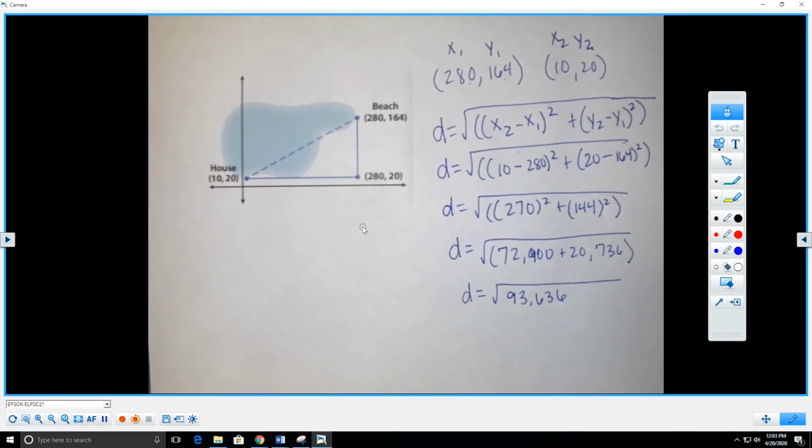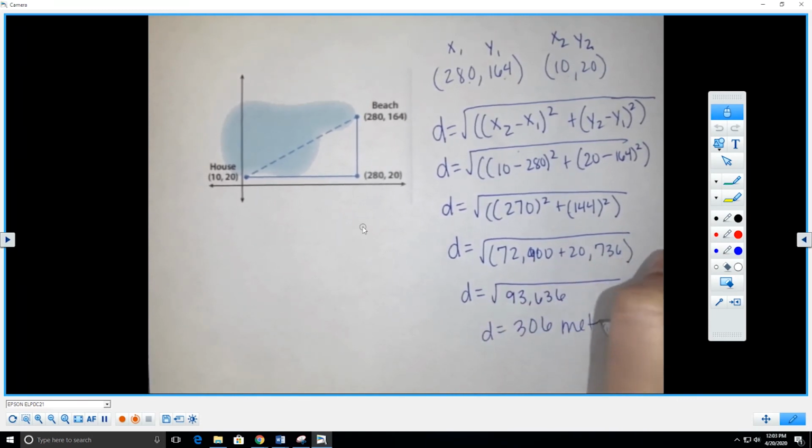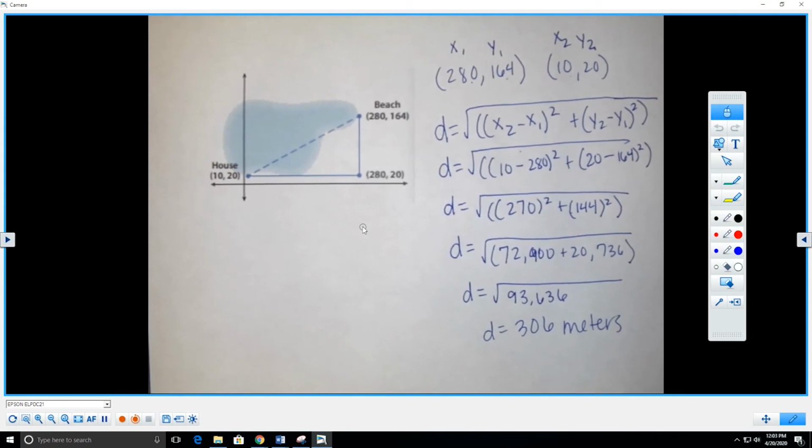Round your answer to the nearest tenth. And so we get 306 meters. So we would say that Victor's house is 306 meters away from the beach. Great job with that, guys.